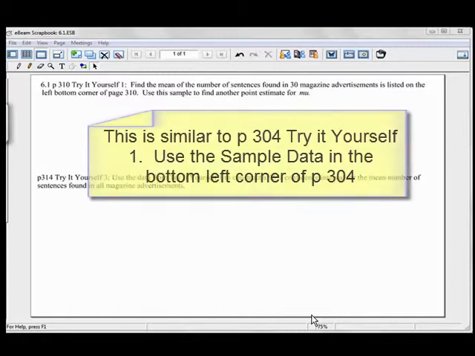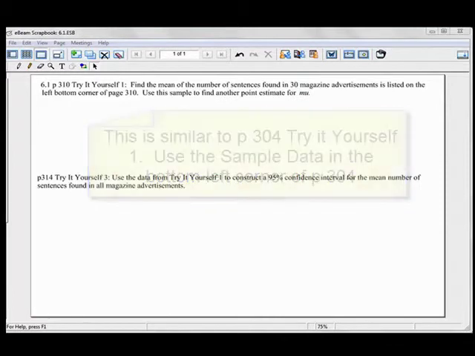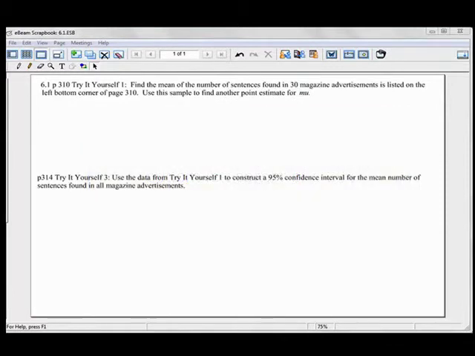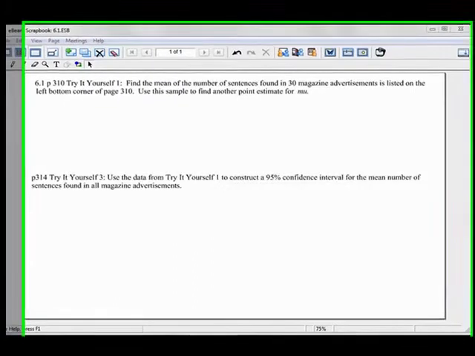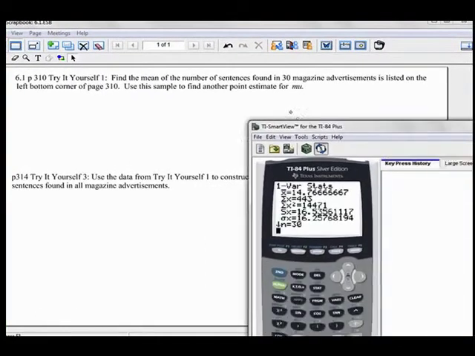Try It Yourself 1. Find the mean of the number of sentences found in 30 magazine advertisements as listed on the left bottom corner of page 310. Use this sample to find another point estimate for mu. The first thing I did is I went to my calculator and typed all those numbers in.